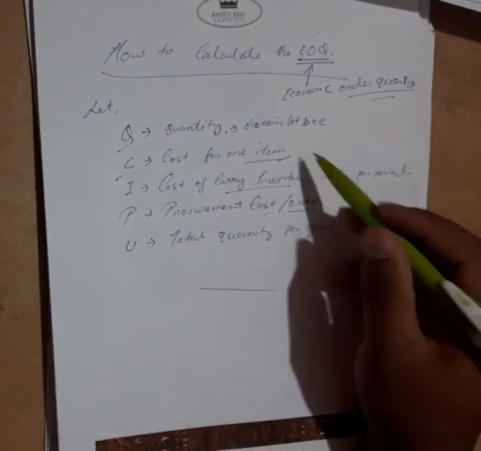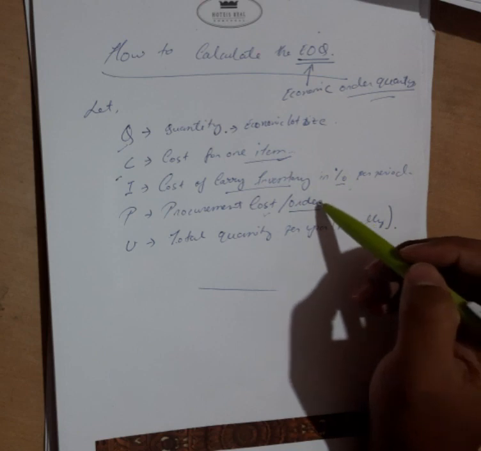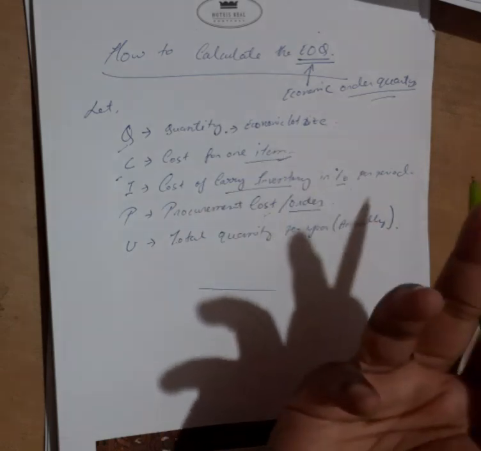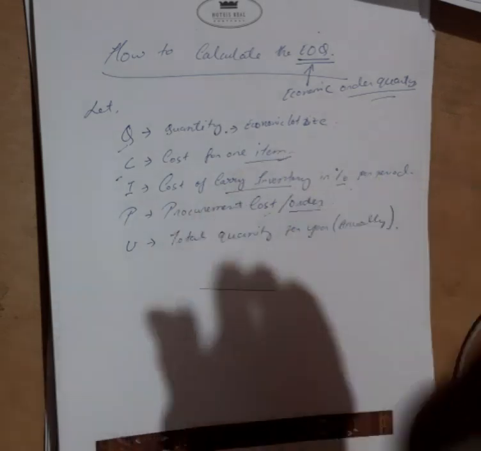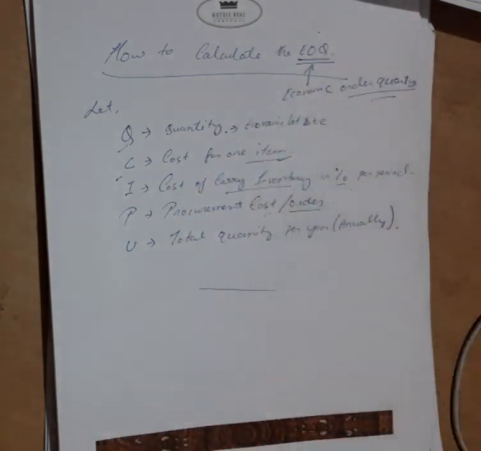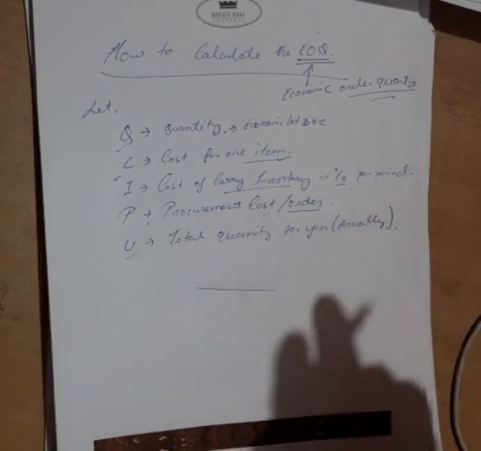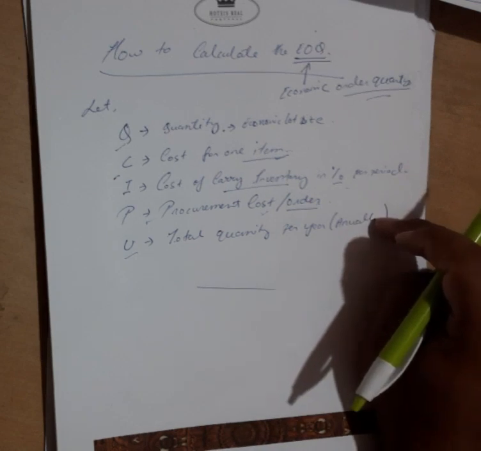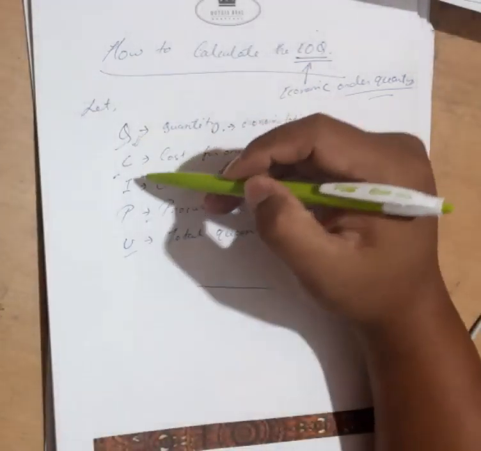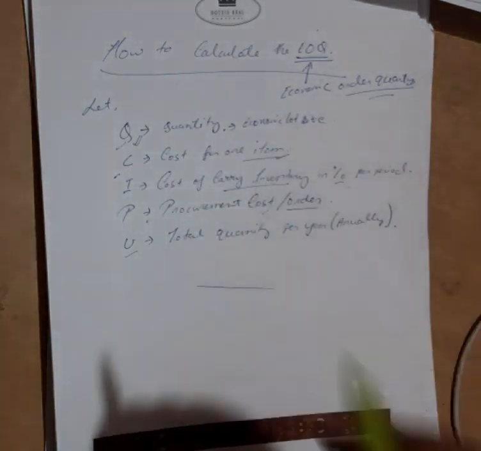Okay, so generally many students get confused while solving the problem, because in the problem it will not be said that this cost is the procurement cost. Simply they will say it requires this much cost per order, then that means it will be P. And U is the total amount of inventory we need per year. Okay, now we have to find this Q with respect to all these.